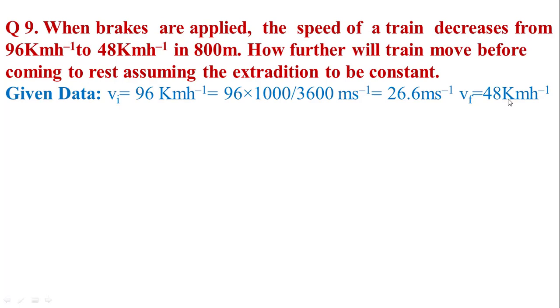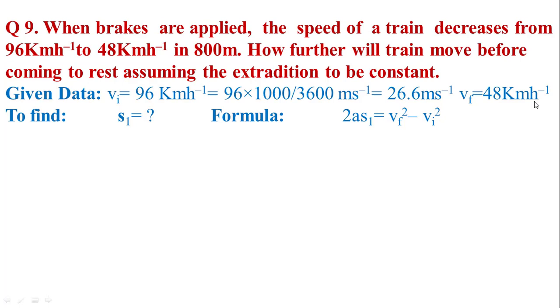And now we write the final velocity, Vf, is equal to 48 kilometers per hour. Similarly, we can change this value into meters per second: 1 kilo is equal to 1000 and 1 hour is equal to 3600 seconds. So we can convert the values and find the S1 formula.